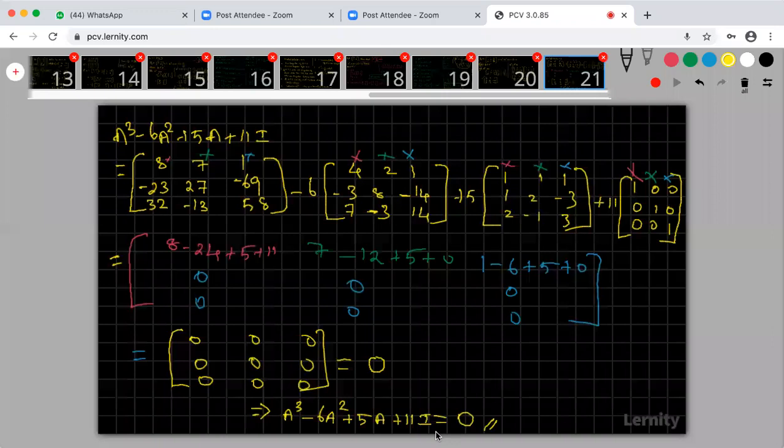Okay, but the next question is, using this find the A inverse. Using this we are going to find the A inverse. Please take that. We'll go to the next slide and find the A inverse using this equation A cube minus 6A square plus 5A plus 11I.